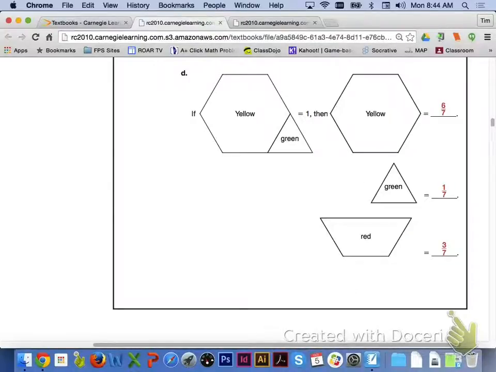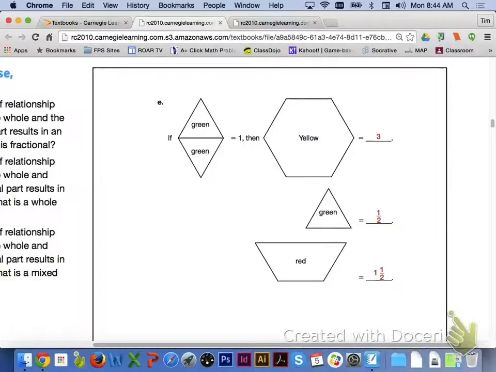For letter D, if a yellow hexagon and green triangle are equal to 1 whole, then a yellow hexagon would be equal to 6/7, a green triangle 1/7, and a red trapezoid 3/7. For letter E, if 2 green triangles are equal to a whole, then a yellow hexagon would be equal to 3, a green triangle equal to 1/2, and a red trapezoid equal to 1.5.